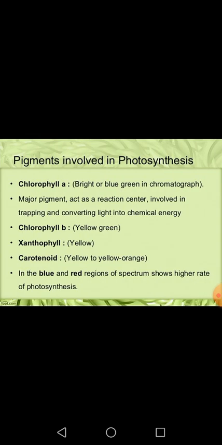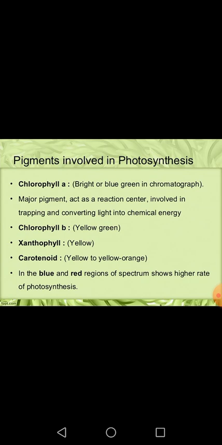Okay, now I am going to talk about the various pigments which are involved in absorption of solar energy or light energy. So you can observe in this slide that there are various photosynthetic pigments: chlorophyll A, chlorophyll B, xanthophyll and carotenoids. Here I am showing you 4 different types of photosynthetic pigment which are responsible for absorption of different wavelengths of light energy. Initially I am talking about chlorophyll A.